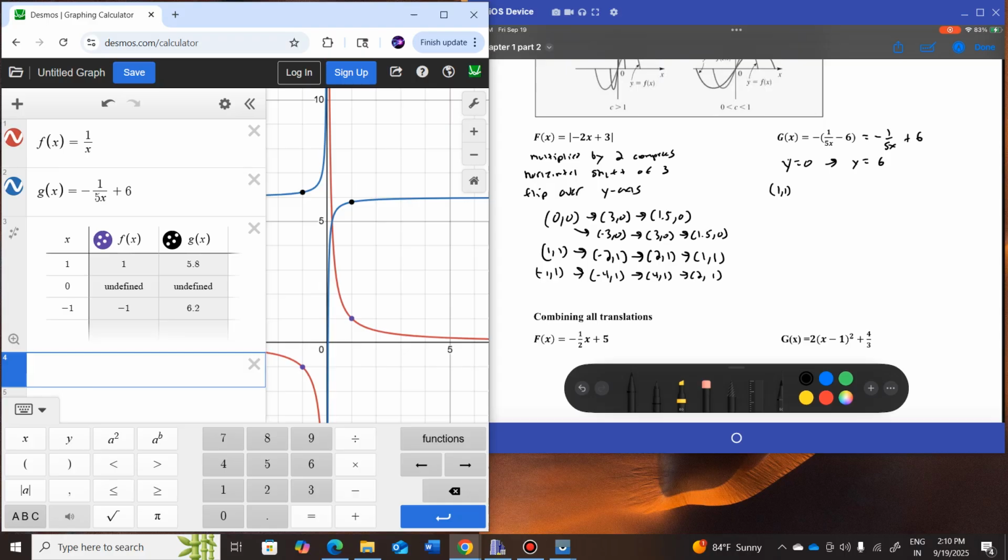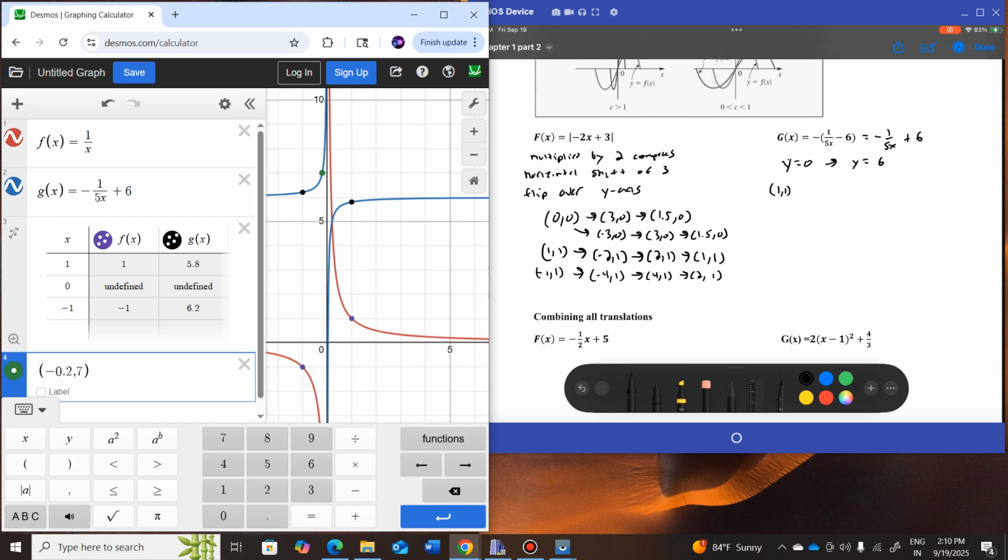So a couple points here. We start with 1, 1. Then it goes to 0.2 since we reduced it down by 5. And then we're reflecting it. So then it goes to a negative 0.2. And then we're adding 6 to it, so it goes up to 7. And we get to a point.